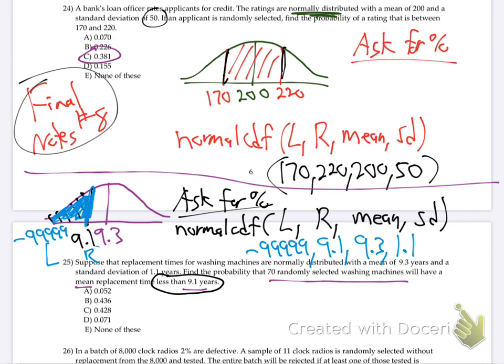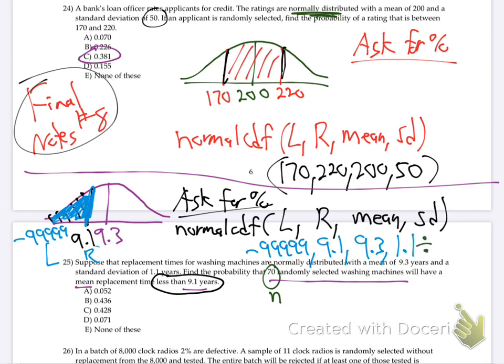Look at those final exam notes. What else is there? Look at the underlined words. Look at the words about n. Remember, one of them says they're asking for a percentage and n is 1. And the other one says they're asking for a percentage and n is more than 1. See that? What's our n here? 70. That's our n. We're not talking about one washing machine having a time less than 9.1 years. We're talking about the average for 70 washing machines. So what do you do then when there's an n value greater than 1 according to the final exam notes?